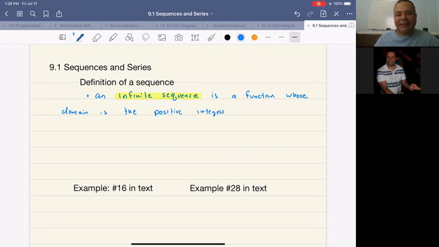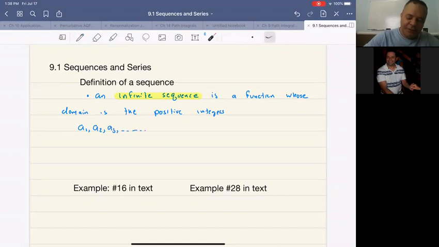Okay, now that's way too many words for what we really mean. What we really mean is that we just take a sub 1. Sometimes we even start at a sub 0, but they don't start at a sub 0 here. A sub 1, a sub 2, a sub 3.